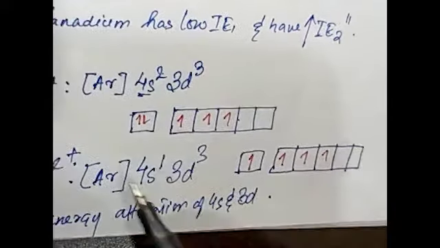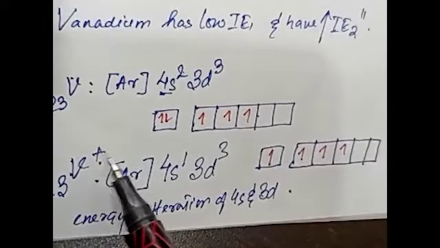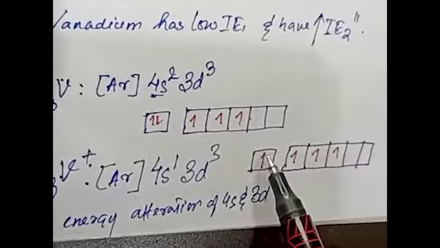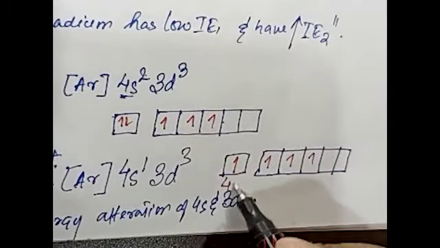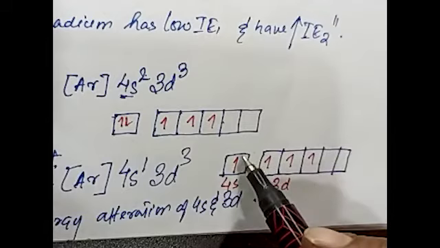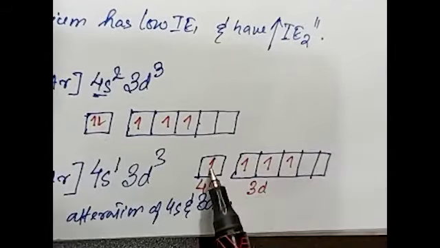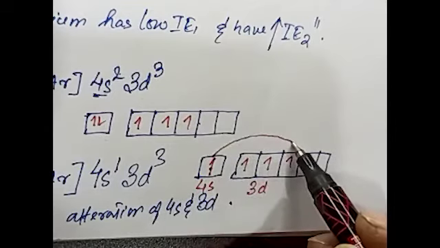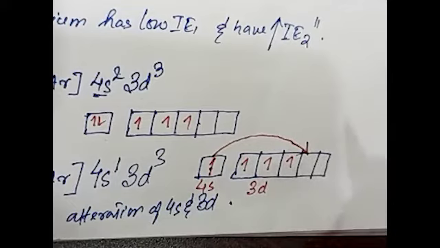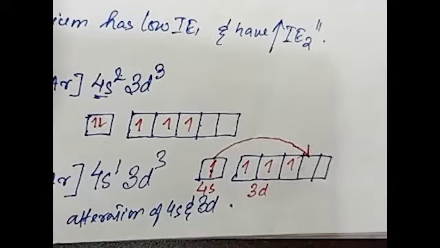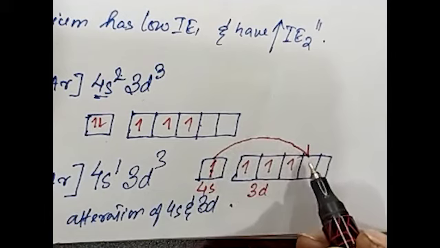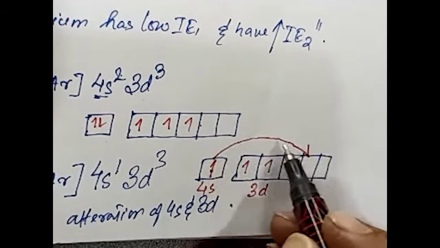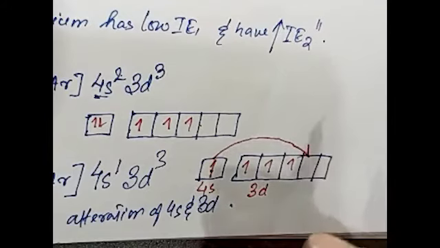Now what happens when vanadium has a plus charge, and one electron remains in the 4s shell? This is the 4s shell, this is the 3d shell. So this one electron says that if I stay here, my stability is low, and if I can somehow transfer myself to this empty orbital of d, my stability increases. If it can transfer itself into this empty shell of d, then the number of possible exchanges increases.